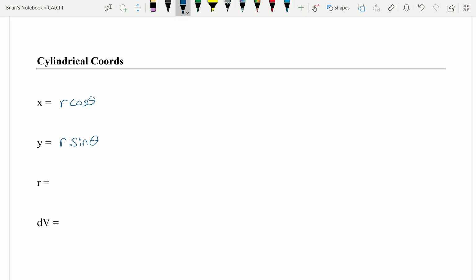We have r is equal to the square root of x squared plus y squared. And then dV, like we talked about, and I think they do the proof in lecture. You'll never have to do the proof on your own, but you always have to remember it: r dz dr d theta. So it's basically just like polar coordinates, except you slip the z in there for your cylindrical.